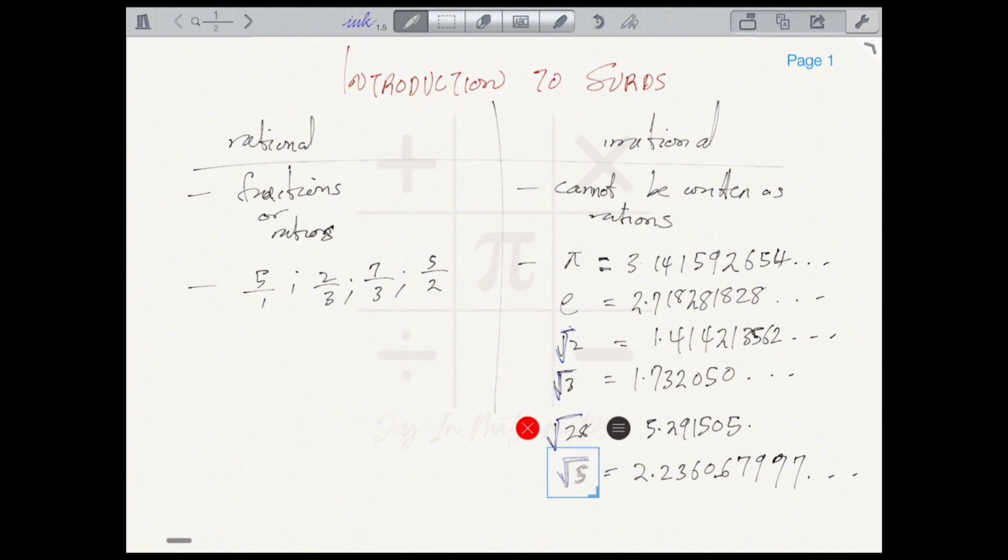So in our next video, we'll be taking a look at the rules of surds, just like we did in indices and in logarithm. What are the rules that govern the operations of surds?